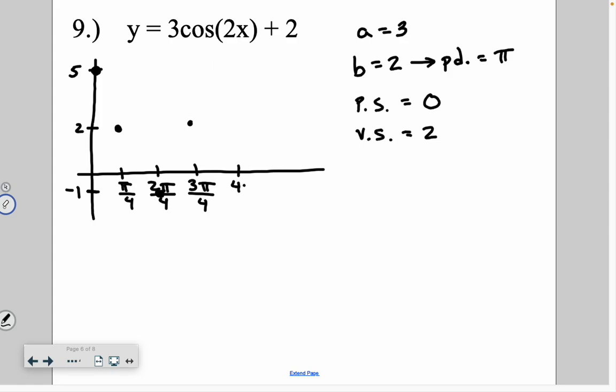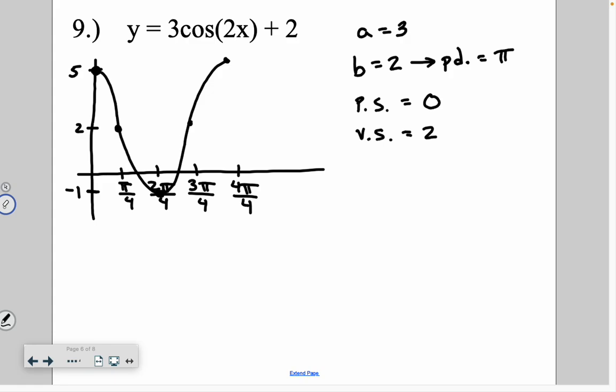And 4 pi over 4, or pi, we're back to our maximum. Notice we said the period is pi, which means I should be able to complete one full wave. Well, here it is, right here. There's your one full wave over the course of pi. Okay? 4 pi over 4 is pi.